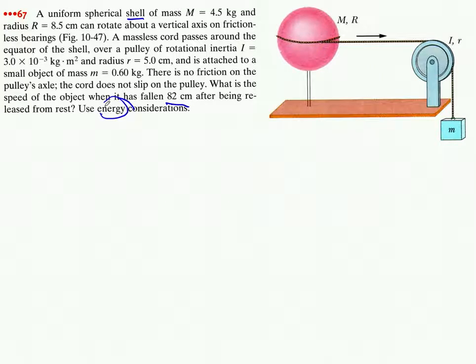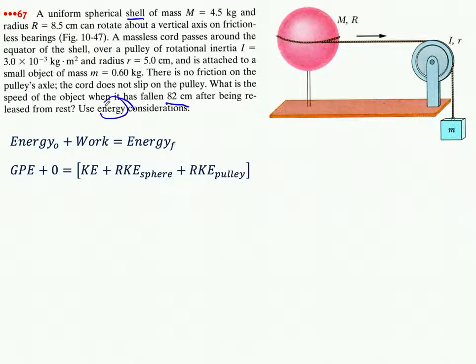So I can just do this all in terms of energy. Solving this one, I'm converting the GP of the mass, assuming that the bottom point, wherever it lands, is h equals 0. So it has some GP up here until it hits the ground. It is going to be converted into the kinetic energy of the mass just before it hits the ground, plus the rotational kinetic energy of the sphere, plus the rotational kinetic energy of this pulley, which is also going to be rotating. Man, we got a lot of things rotating.